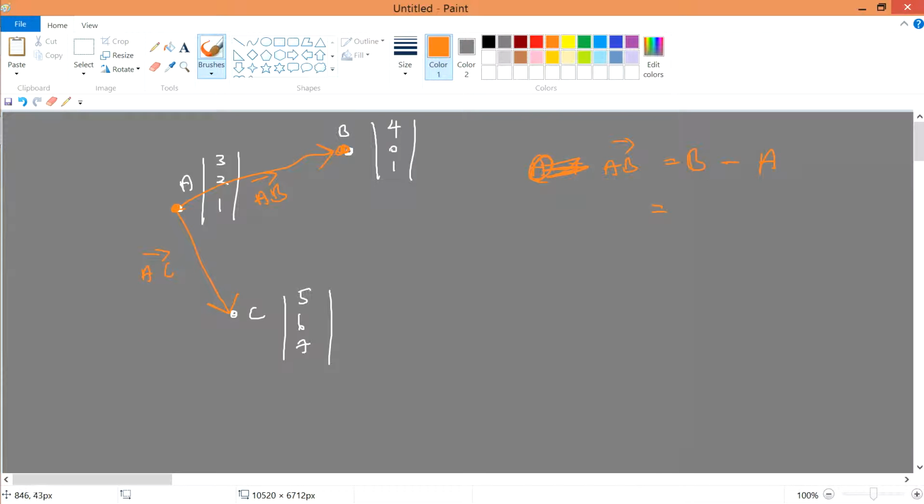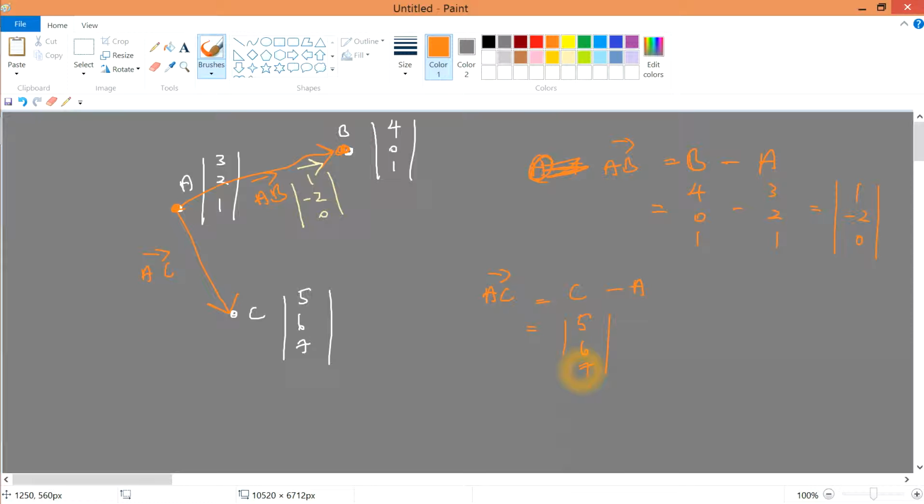Therefore, I take the coordinates 4, 0, 1 minus the coordinates of A, which is 3, 2, 1. I would have 1, minus 2, and 0. So I know that this AB vector is 1, minus 2, 0, with an arrow stating that it is a vector. Similarly we have AC over here. So AC equals C minus A. If you don't know how, you can click back to 1 minute ago and check it out.